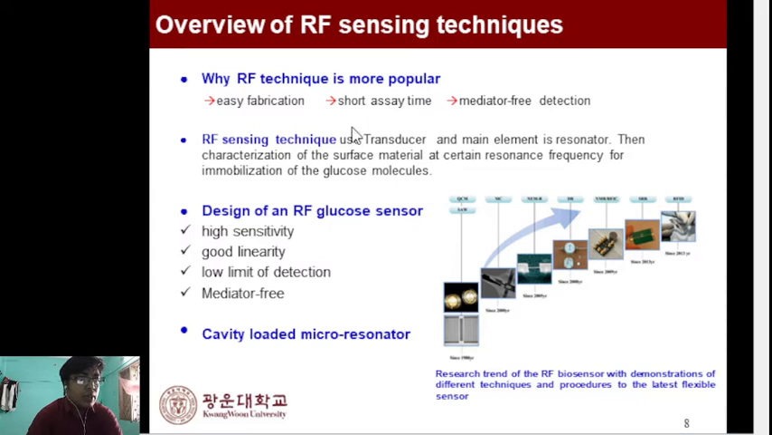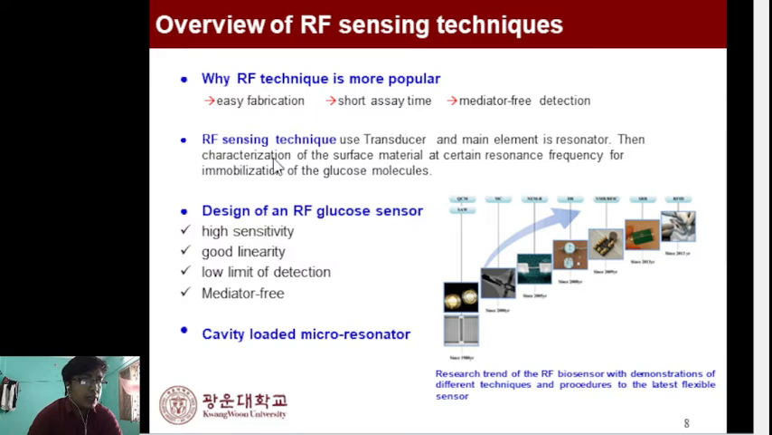Actually, today the RF technique is the most popular. The first reasons are easy fabrication, short response time, and mediator-free detection. So that's why it is the most popular in these cases.